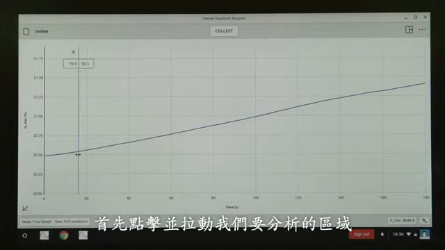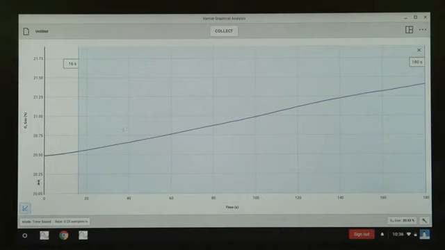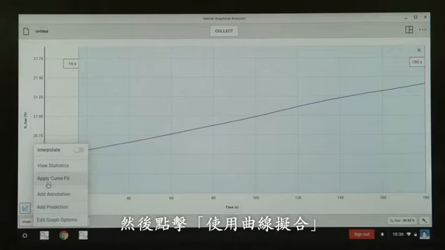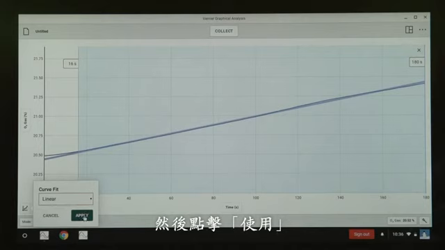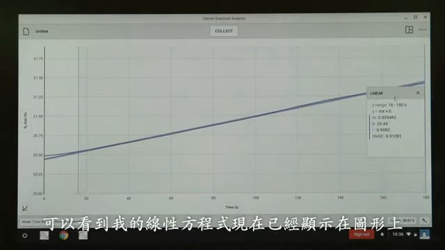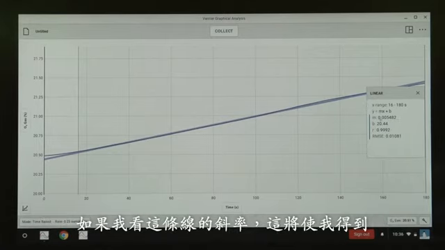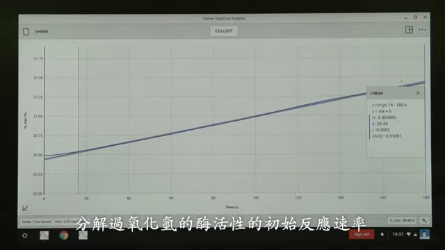So first we're going to click and drag to highlight the region of the graph we want to analyze. And then I'm going to click or tap on Graph Tools. Then I'm going to click or tap on Apply Curve Fit. And I'm going to make sure that linear is the fit that is selected. And then I'm going to click or tap on Apply. You can see my line equation has now been displayed on my graph. And if I look at my slope of the line here, that is going to give me my initial reaction rate of the enzyme activity breaking down hydrogen peroxide.